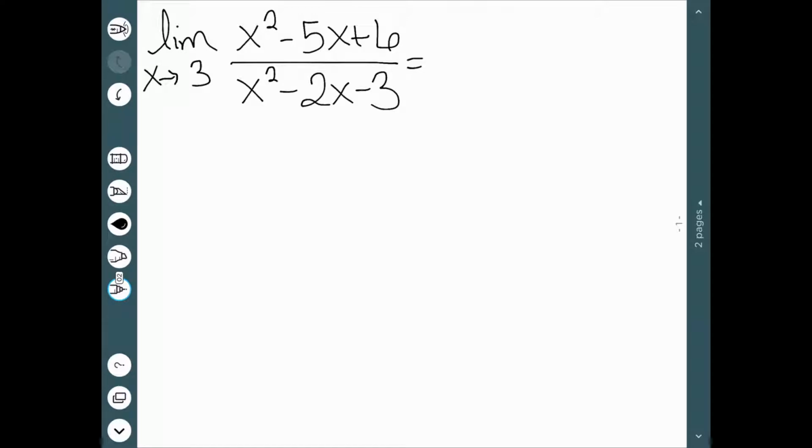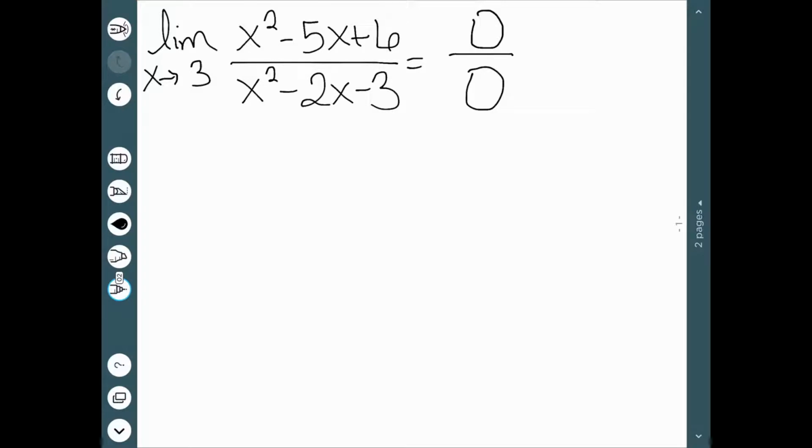However, we run into an issue. If I stick in 3 into the top, I just get a 0, and if I stick in a 3 on the bottom, I just get a 0. So I get 0 over 0. And this is known as an indeterminate form because it can mean a lot of different things. What 0 divided by 0 means is 0 times what is 0? Well, anything. 0 times anything is 0. So this could literally be anything. So let's try to think of other ways that we might be able to evaluate this.